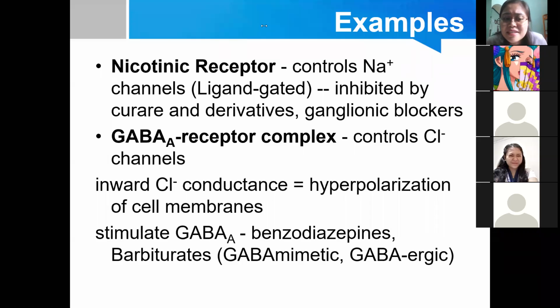Sodium thiopental is an example of a barbiturate. Again, sodium thiopental is an example of a barbiturate. So the effect is the same. It can depress the CNS.